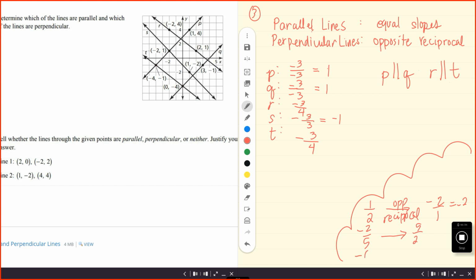If I have -6, what's the opposite reciprocal? +6. Try again. +1/6. Perfect. Because this has an over 1 underneath it. So you go flip it around.